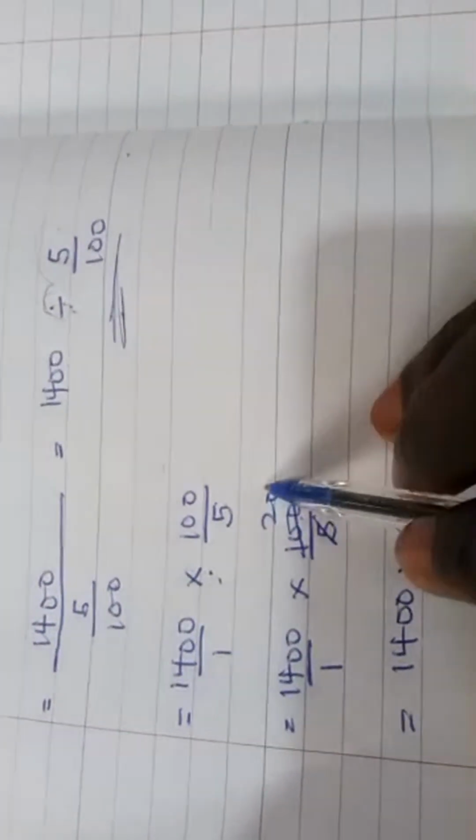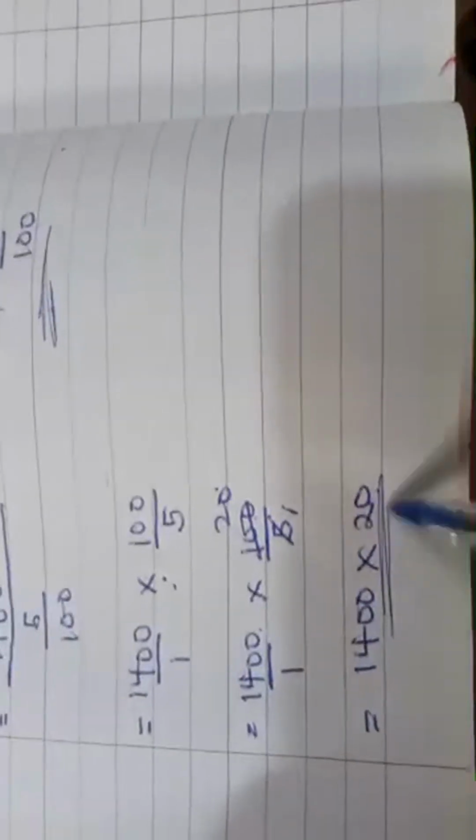We can therefore continue the calculation by doing simple cancellation, where 5 goes into 100 20 times. Now we have 1,400 times 20. With this expression, we multiply and get 28,000. This is what we get with this method, 28,000. Remember, the question said evaluate and leave your answer in standard form. So with the 28,000 that you have, you convert this answer into standard form.